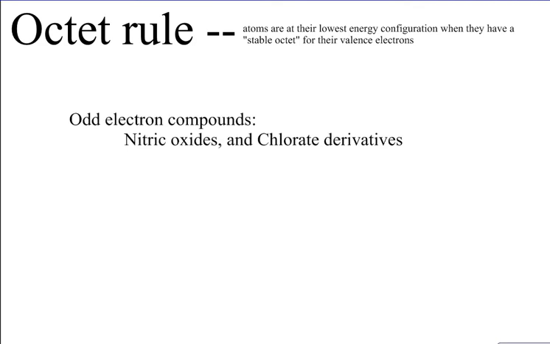Very few stable compounds contain an odd number of valence electrons and therefore cannot obey the octet rule. These are usually nitric oxides and variants of chlorate, such as chlorite.